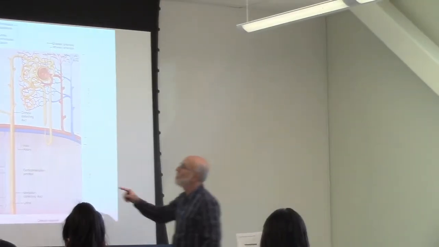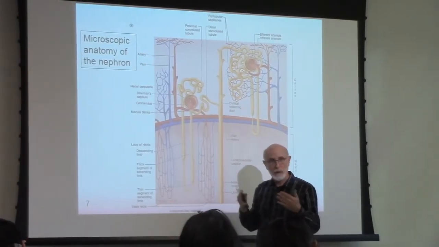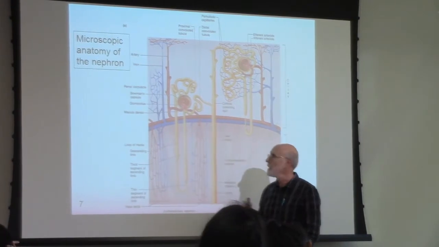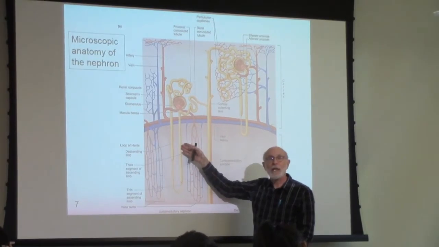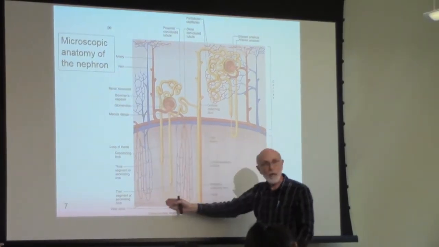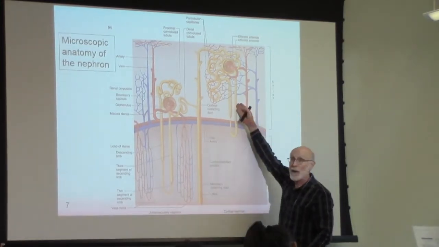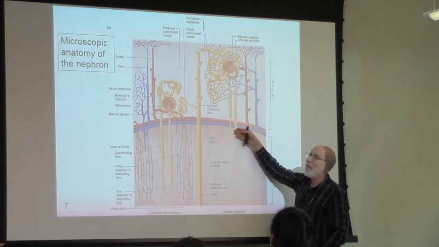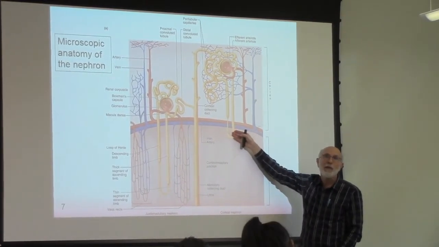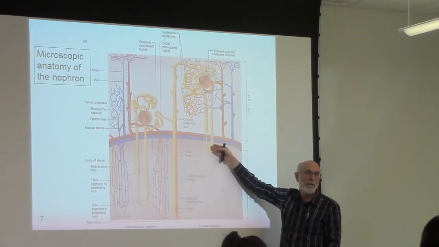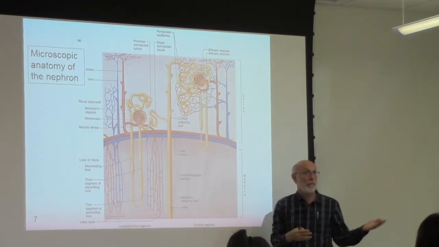So this loop has a name, and you will be responsible for knowing it. It's part of the microscopic anatomy of the kidney. This is the loop of Henle. The juxtamedullary nephrons have long loops of Henle that go deep into the medulla. The cortical nephrons have short loops of Henle, and they may not go into the medulla at all, or if they do, they penetrate only very shallowly. That's the main difference, and there will be a functional difference that we'll talk about next week.